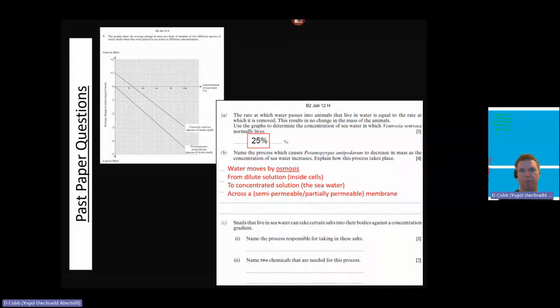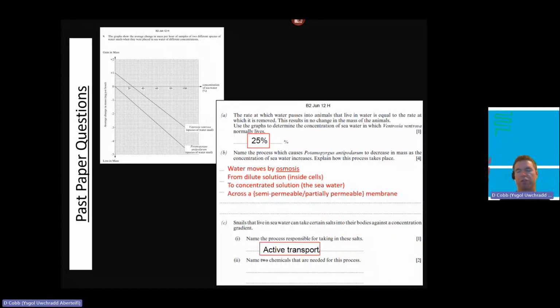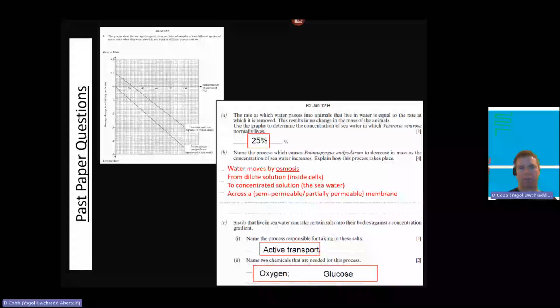It says snails that live in seawater can take certain salts into their bodies against a concentration gradient. Name the process. Has to be active transport. And then two chemicals needed. Well, really it's asking what chemicals are needed for respiration to occur to release energy. And those two chemicals are glucose and oxygen for aerobic respiration to occur.